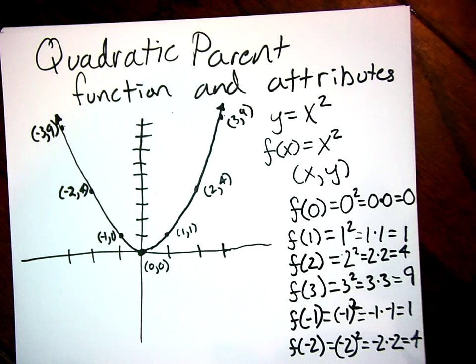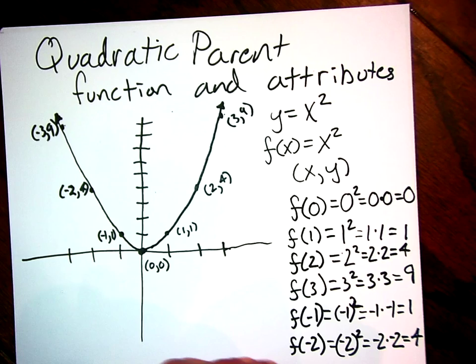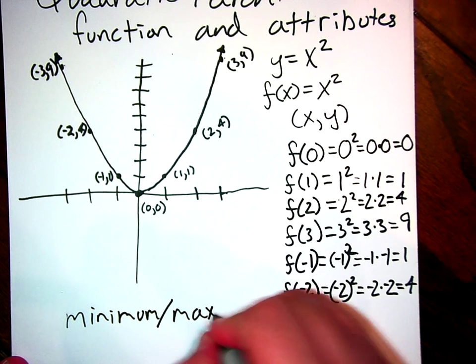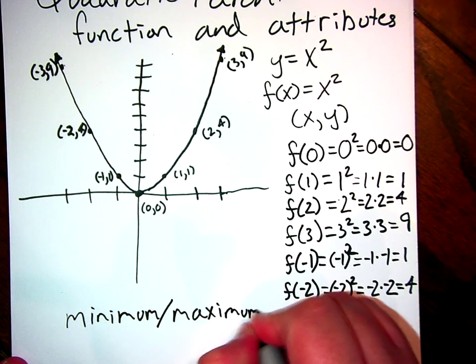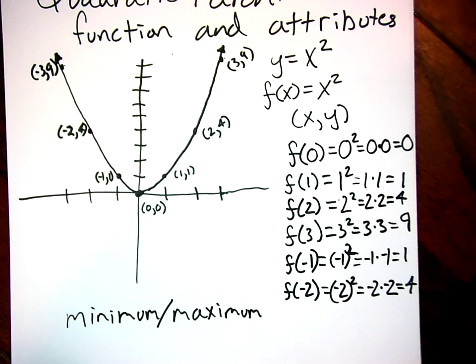And one of them is a minimum/maximum. If we're thinking about minimum/maximum as an attribute for this curve, what we're looking at is the point where the graph is the lowest or highest.